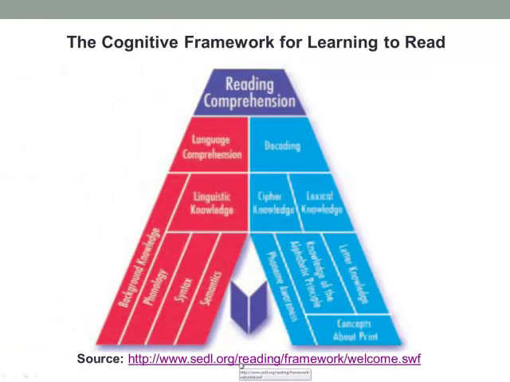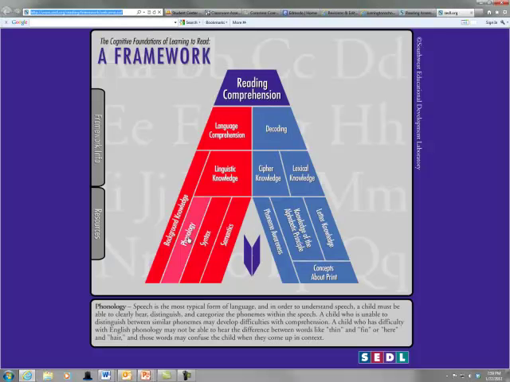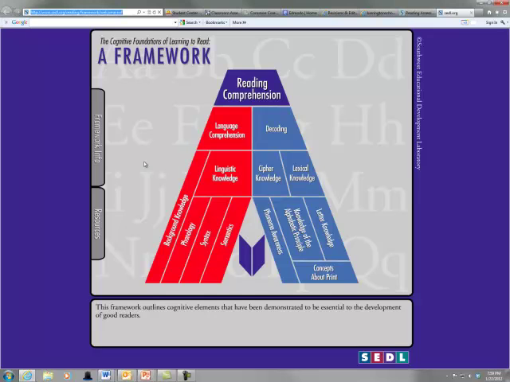If you notice on your session outline, I've asked you to draw the Seidel framework and to label the components. I'd like for you to go to this website. This is a great interactive website in which each component is broken down for you. You notice at the very top is reading comprehension. As I said earlier, that's the whole goal of reading: to comprehend what you're reading and to have meaning attached to it.